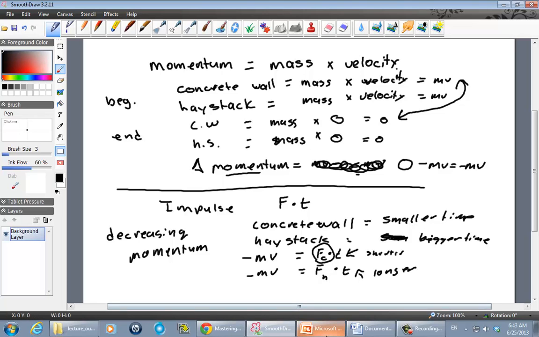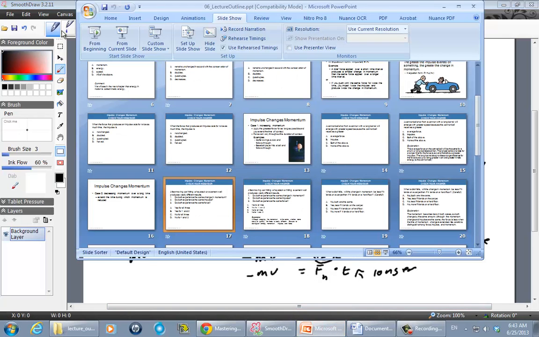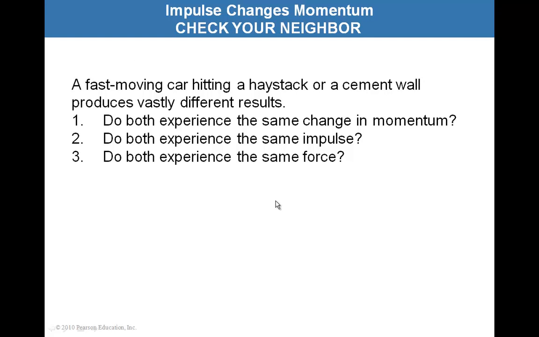So let's take a look at what our question was asking us. A fast-moving car hitting a haystack or a cement wall produces vastly different results. Do both experience the same change in momentum? Yes, they both go from an initial velocity to a zero velocity. Do they have the same impulse? Yes, because change in momentum is impulse. Just keep that in mind. Change in momentum is impulse. Do both experience the same force? No. Hitting the cement wall has a greater force because it has a smaller time.